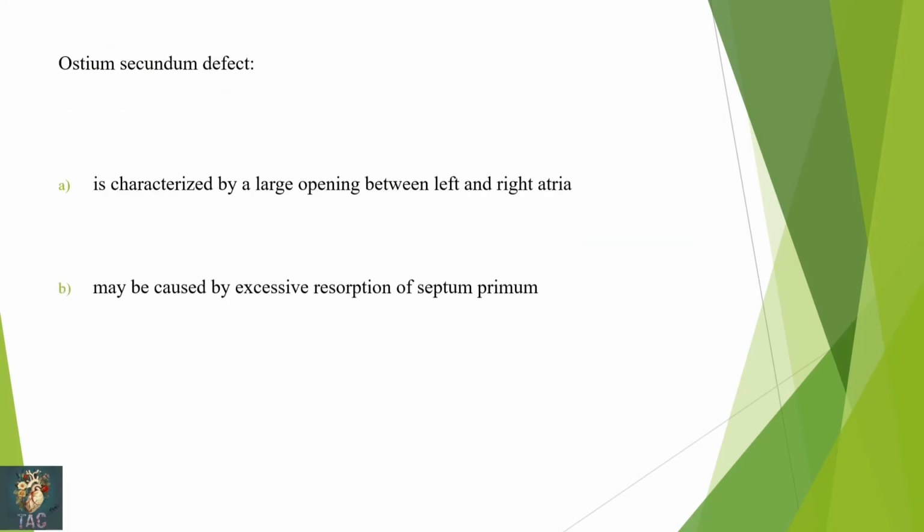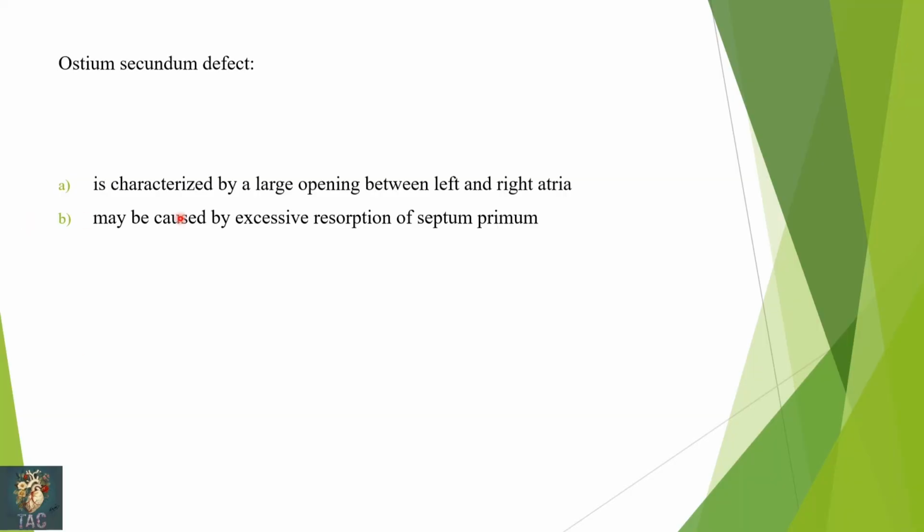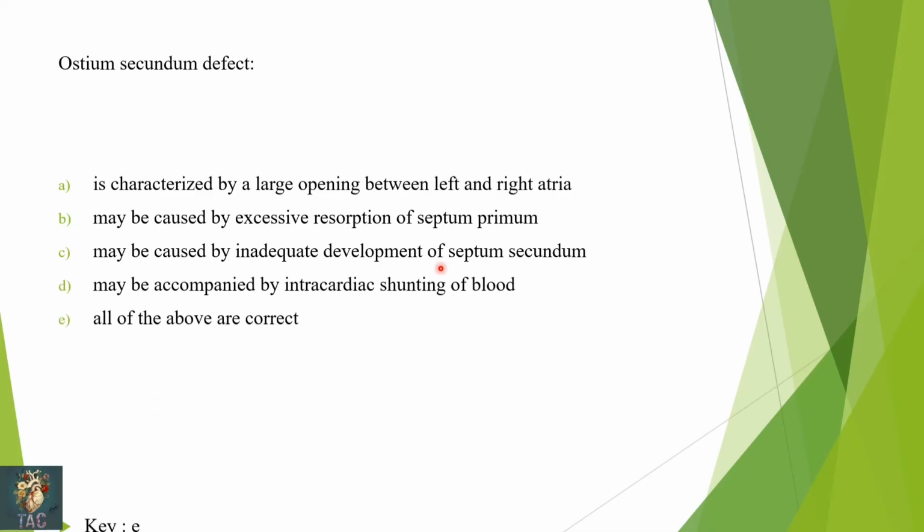Ostium secundum defect, it is characterized by large opening between left and right atria. Yes. May be caused by excessive resorption of the septum primum. Yes. May be caused by inadequate development of the septum secundum. Yes. May be accompanied by intracardiac shunting of the blood. So these all options are true. So the correct option is E, that is all are correct.